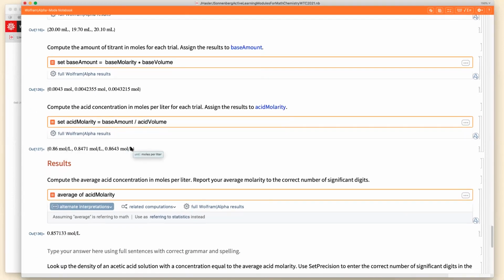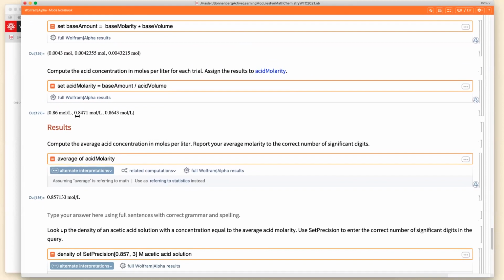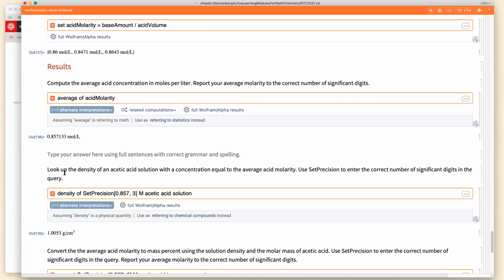We get our three values, and then get the average of that, which then returns in machine precision. So you just have to ask the students to think again about significant digits. And we look up the density. Now, acetic acid is a solution for which we have quite a bit of data in the knowledge base. Not every single component solution you can envision is there, but a good number of them are. And so here we set the precision of the molarity for our solution and ask for the density.